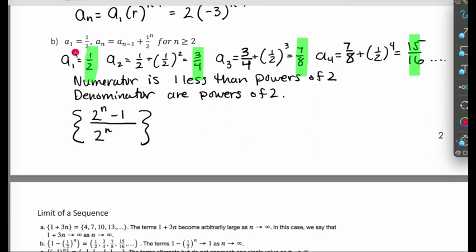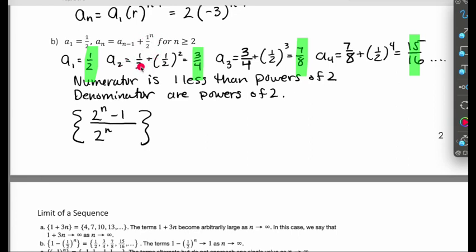Now, looking at this next example, we have another recursive sequence. It's giving us the first term. A1 is a half. And then it's defining the nth term by taking the previous term and adding powers of 1/2.